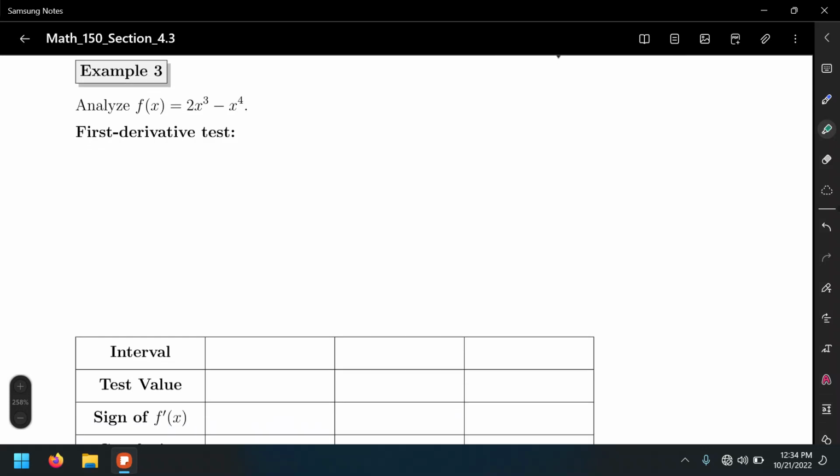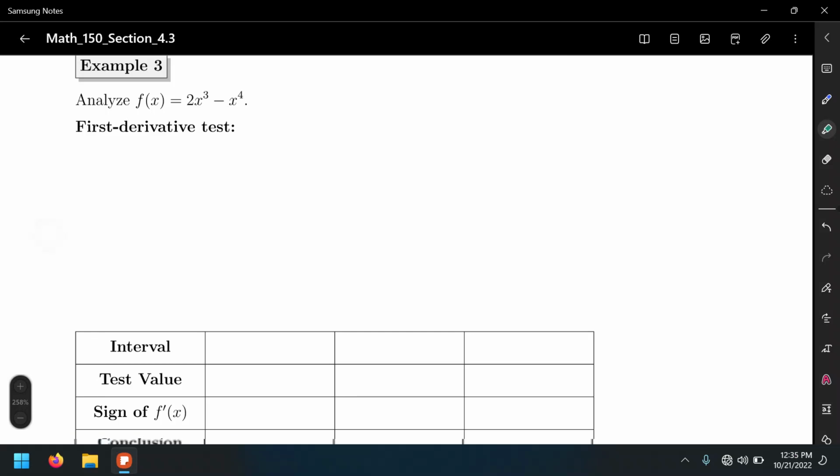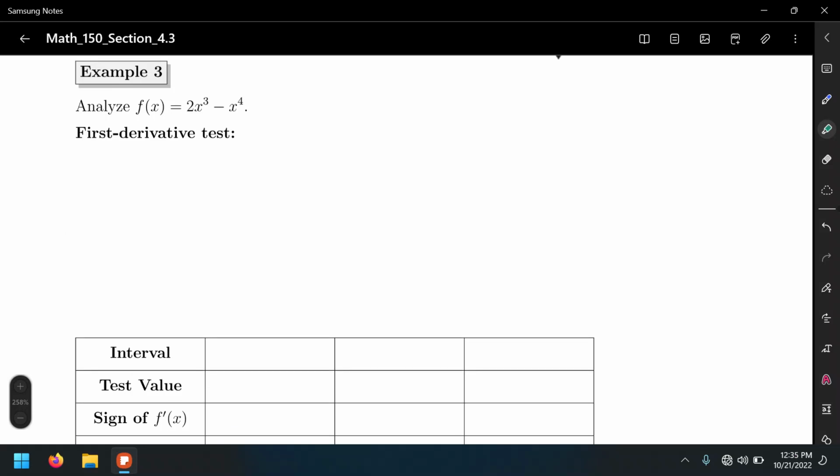But what about example number 3? So let's analyze. For now, I'm not going to write the whole thing. Just analyze. And by analyzing a function, it means the whole thing. Find intervals in which it increases, decreases, and max and mins, if any, and find the intervals in which it is concave up or concave down, and points of inflection, if any. I'm going to split the problem into essentially 2 parts. Number 1, the first part is everything concerning the first derivative test.